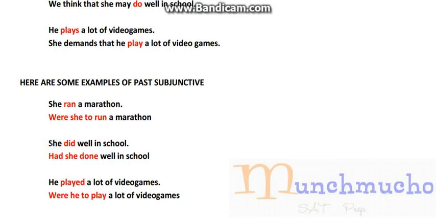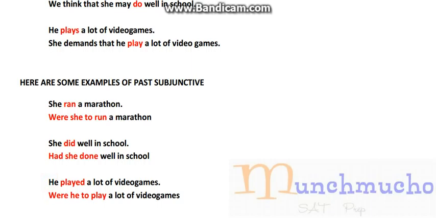Let's look over here. She did well in school. That's indicating. That's the indicative form. Second one, had she done well in school? We're talking about not the indicative, but the subjunctive. She did, had she done. Over here, ran, were she to run?